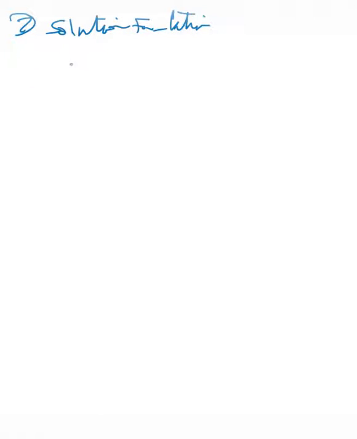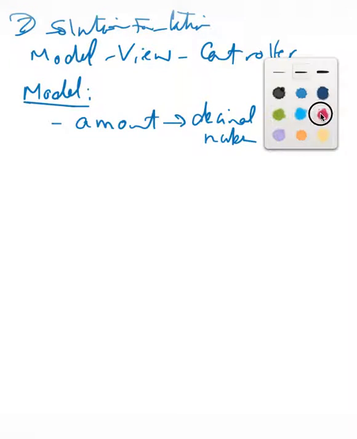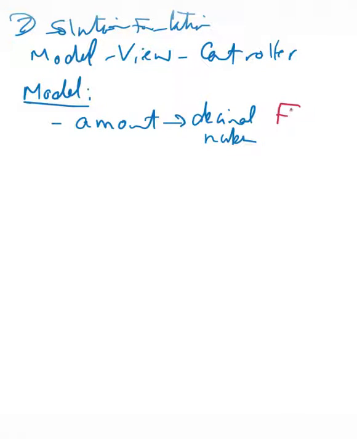So in solution formulation, we follow the model view controller design pattern, and we try to first define what kind of data we have and how we're going to model it. So here we have an amount, that's data. And what kind of data is this? This is a decimal number. We learned before that for a decimal number we can use the type float. So we can still use the type float for a decimal number.